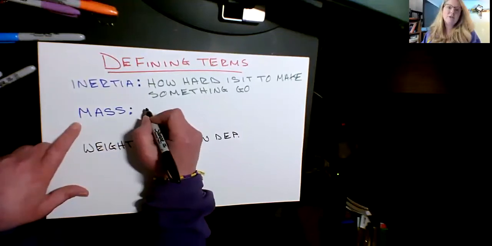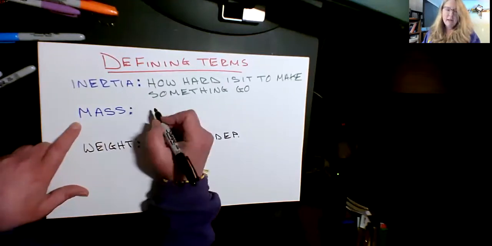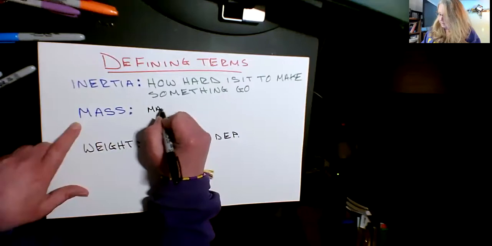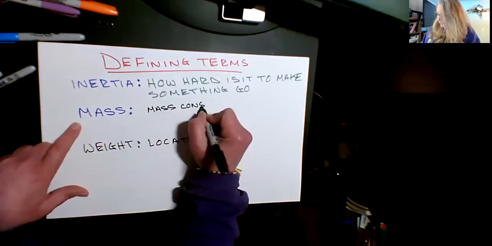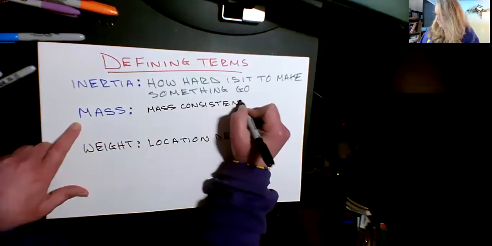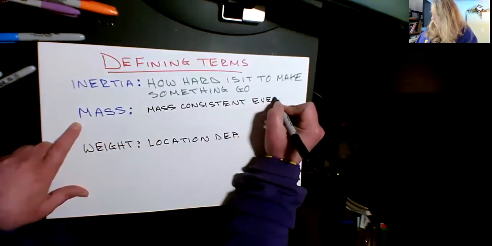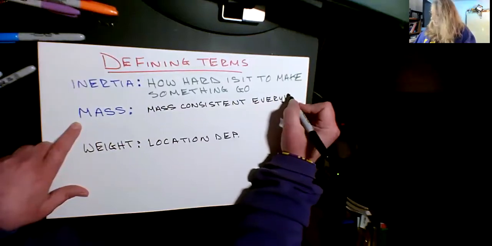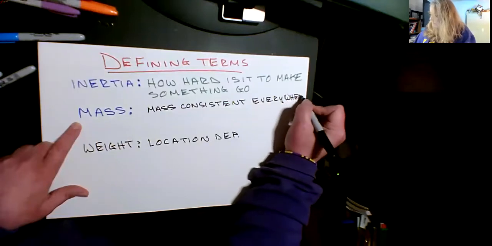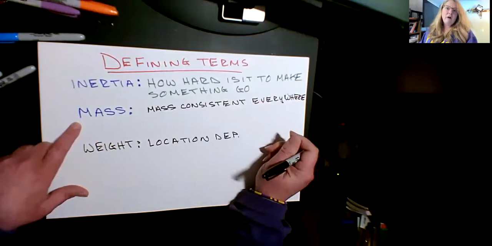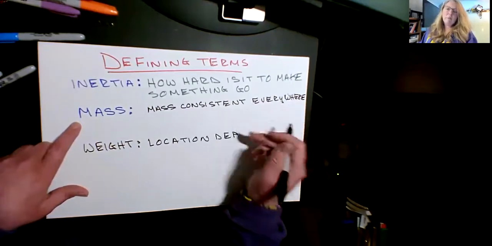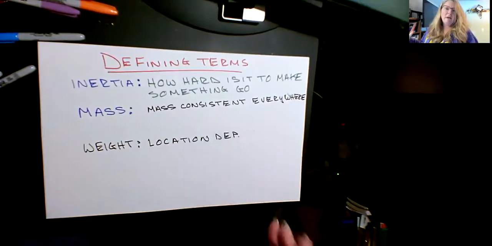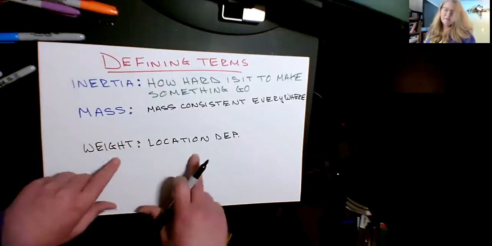Mass is how much something has. It's not location dependent. So I'm going to have the same mass. Mass is consistent everywhere. What mass says is how much stuff you have given a unit of volume. For my body, it's the water and the muscle tissue and the bones and all of that, given my height and my weight. That is my mass.